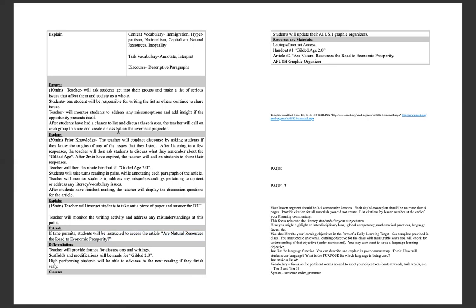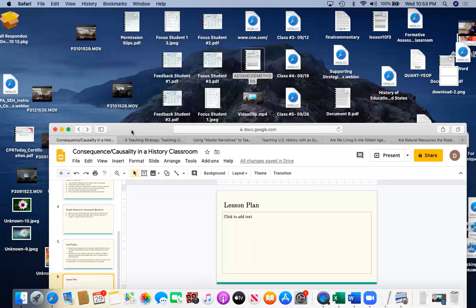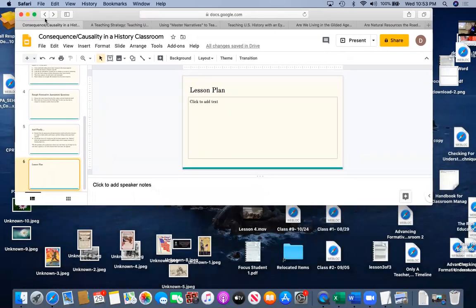But as this presentation goes, remember, you can pause it and look at the lesson plan more closely, and see that I'm starting with what's relevant for kids in their life. And then we are going to see that consequence and see the causality of it by analyzing an article titled Gilded Age 2.0.